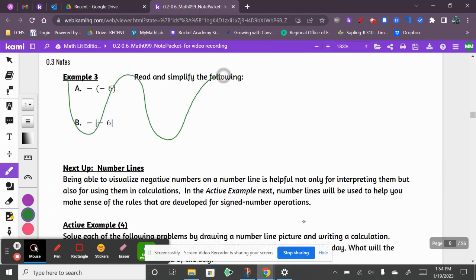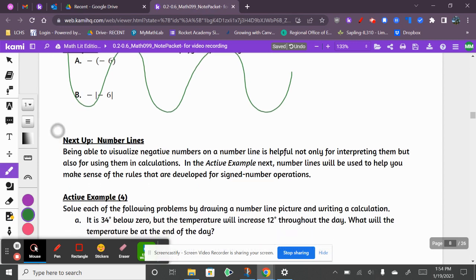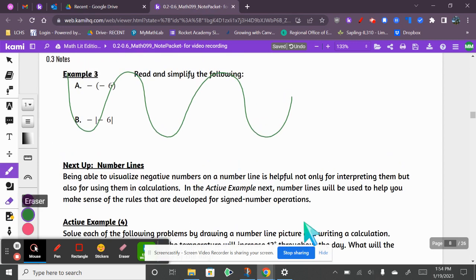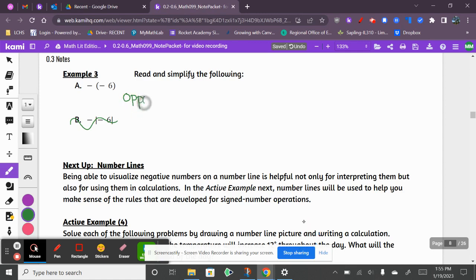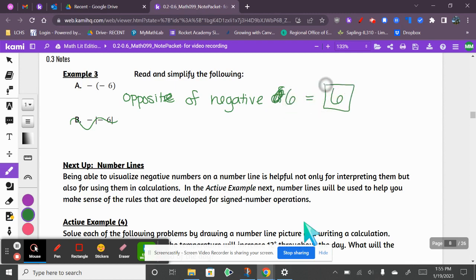We can go ahead and skip these ones. Actually, I'm going to have us do A. So this would be the opposite of negative 6. The opposite of negative 6 would be equal to positive 6, and you can write that with a plus sign or just as 6.